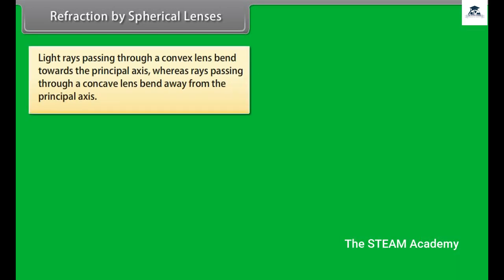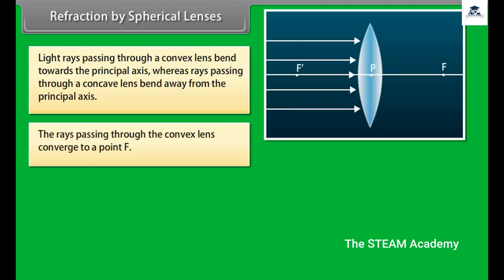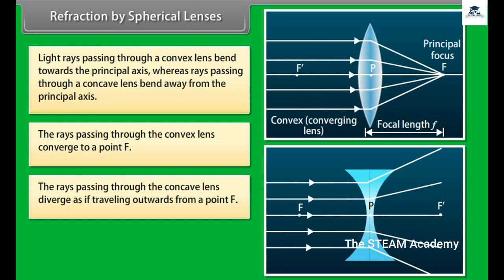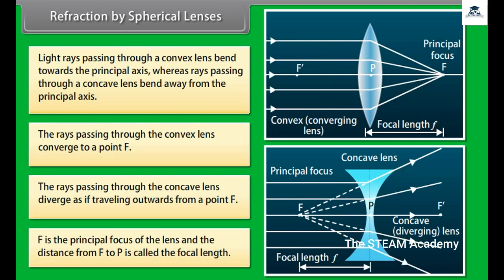Light rays passing through a convex lens bend towards the principal axis, whereas rays passing through a concave lens bend away from the principal axis. The rays passing through the convex lens converge to a point F. The rays passing through the concave lens diverge as if travelling outwards from a point F. F is the principal focus of the lens, and the distance from F to P is called the focal length.